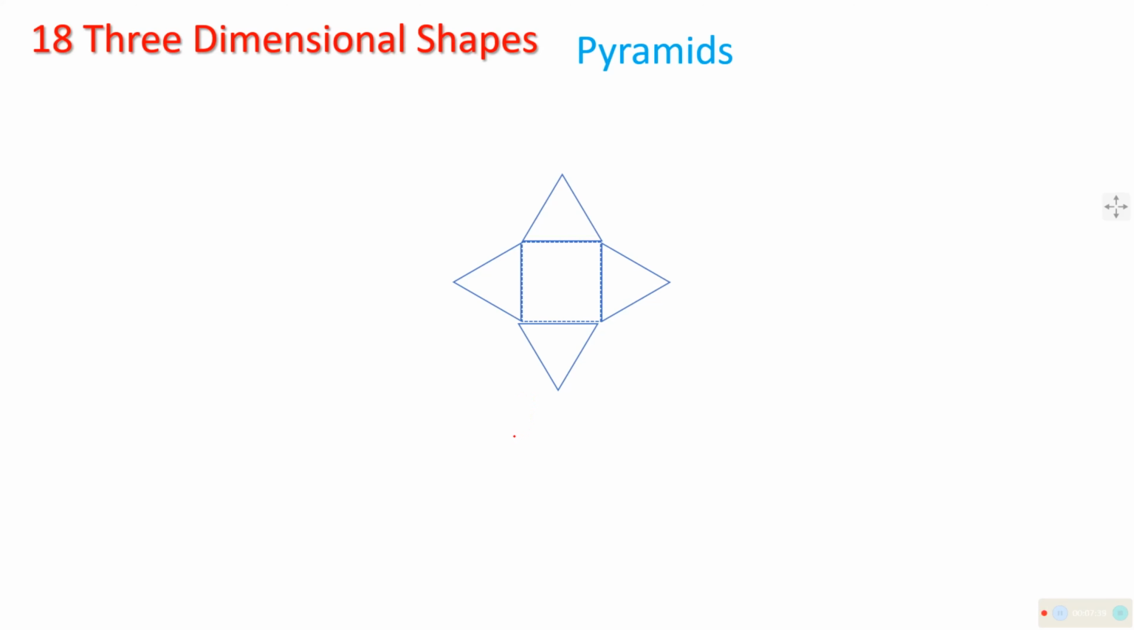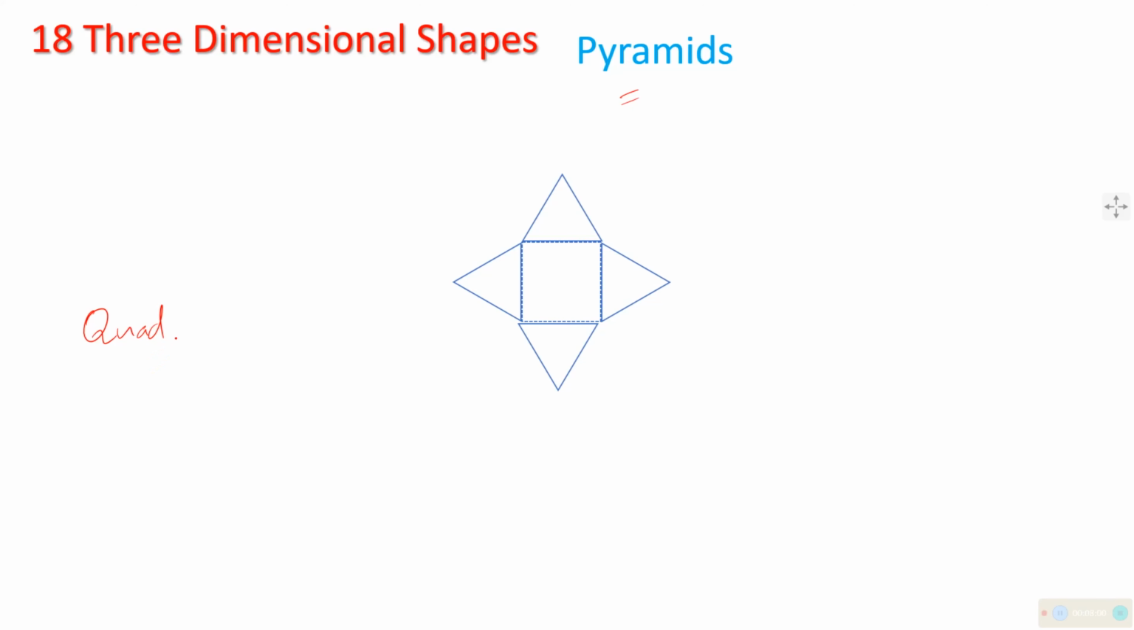Let us go ahead to deal with another three-dimensional shape. What you can see over here is another net, and this three-dimensional shape is of a pyramid. What is a pyramid? It is a net of a pyramid, and quadrangular pyramid is the term used. I will write it over here. I will explain it to you.